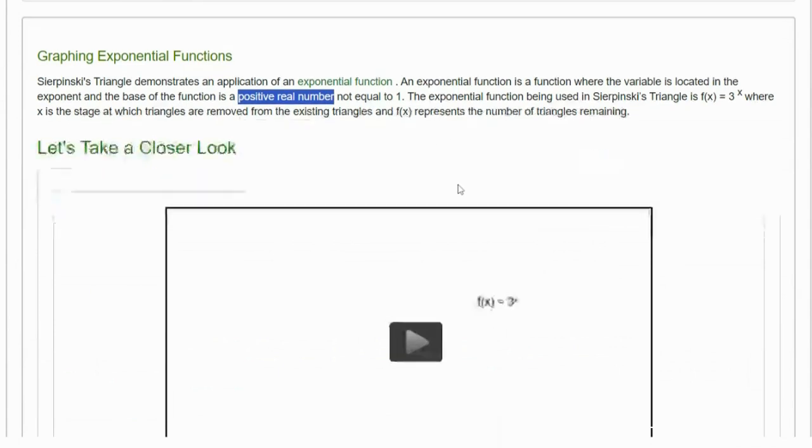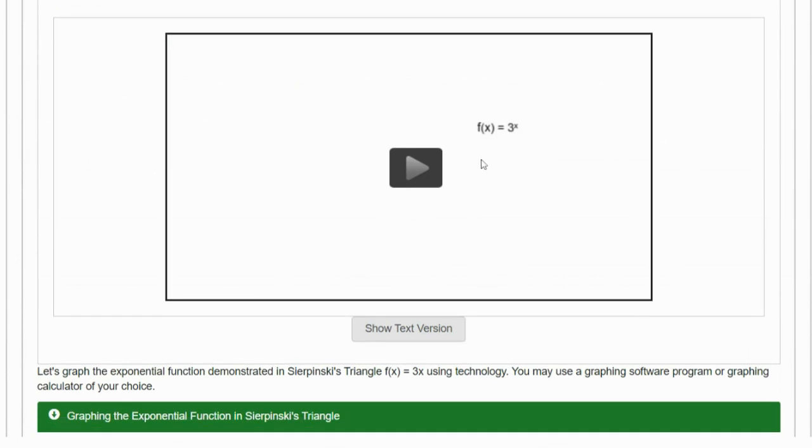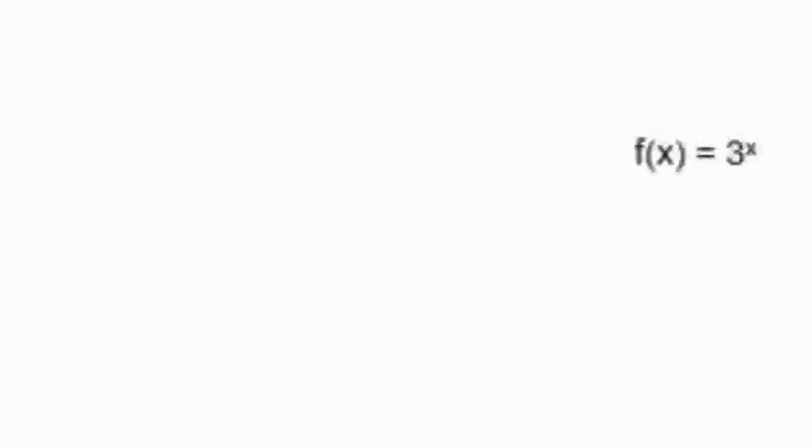So the exponential function that's used in Sierpinski's triangle is f of x equals 3 raised to the x power, where x is the stage at which you're removing triangles. So we're going to see a video that illustrates how Sierpinski's triangle is related to this exponential function. The exponential function is f of x equals 3 to the x.